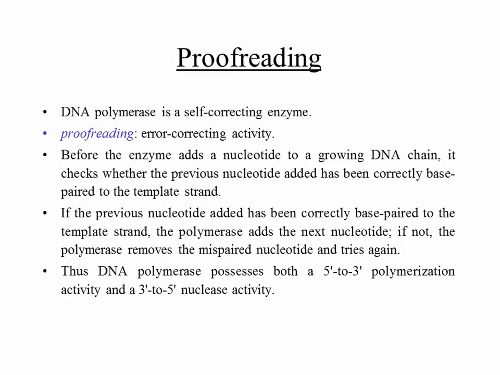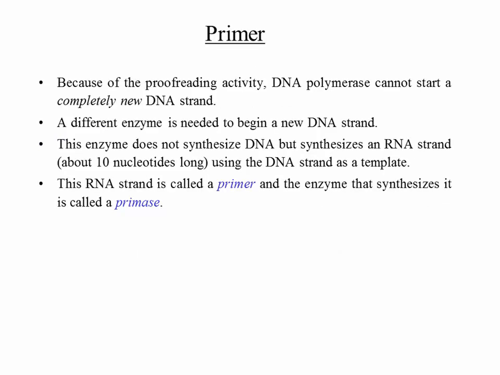Because of this there is a problem. If every time you go and check your previous work before you do something more, you have to have some previous work. You cannot start from scratch. When you're initially starting, you don't have any previous work to check. So there's a problem here. Any questions? Because of this proofreading activity, DNA polymerase cannot start a completely new DNA strand from scratch. There's no previous work to check. So what is it going to do?